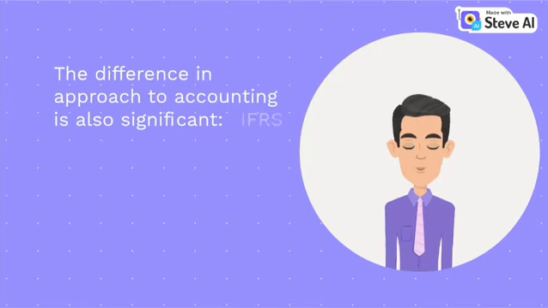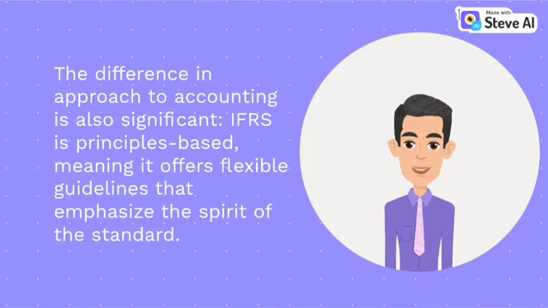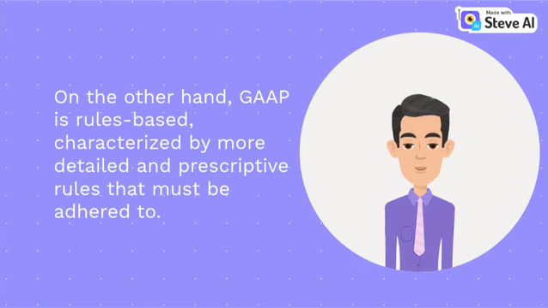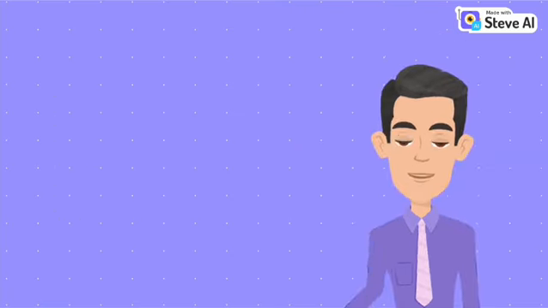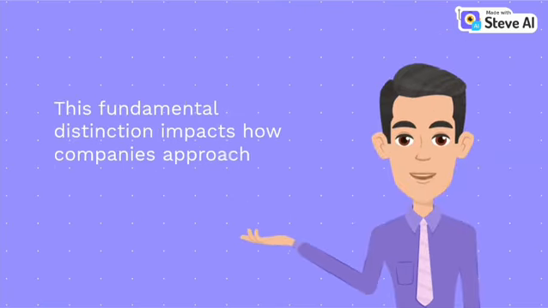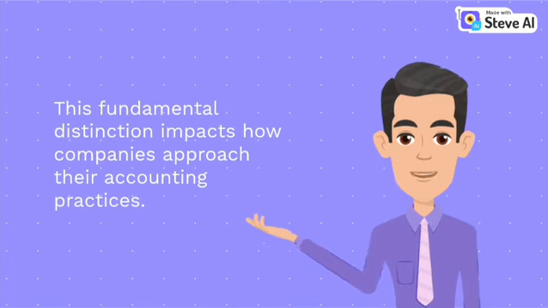The difference in approach to accounting is also significant. IFRS is principles-based, meaning it offers flexible guidelines that emphasize the spirit of the standard. On the other hand, GAAP is rules-based, characterized by more detailed and prescriptive rules that must be adhered to. This fundamental distinction impacts how companies approach their accounting practices.